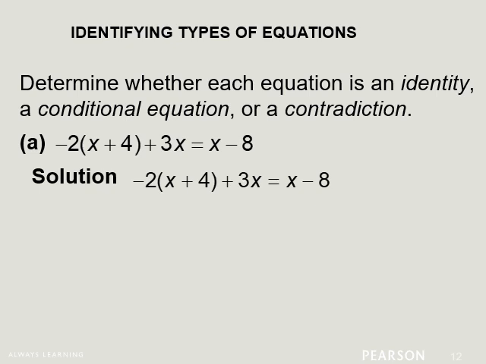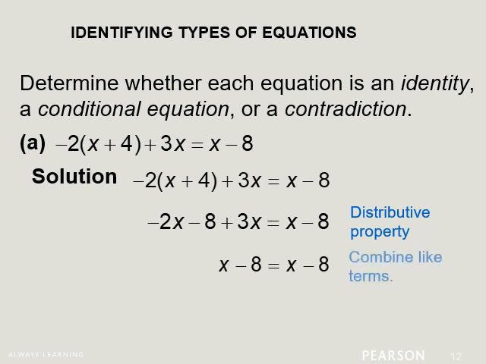When we look at this, I'm going to distribute that negative 2 across the parentheses, so that's going to give me negative 2x minus 8 plus 3x is equal to x minus 8. Now I'm going to combine my terms. 3x and negative 2x is going to be 1x. So that's going to give me x minus 8 equals x minus 8.